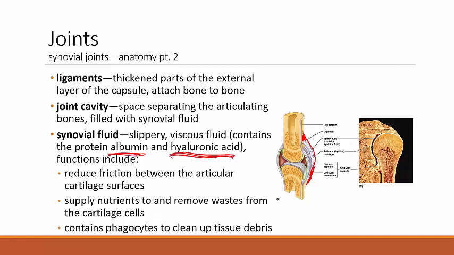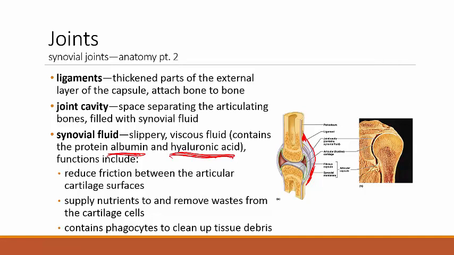But it also supplies nutrients because it's enriched with nutrients from the cells that produced it. And it supplies nutrients to all the cartilage cells there in the interior of the joint, and is also responsible for carrying away or removing the waste material that's produced by those cartilage cells.